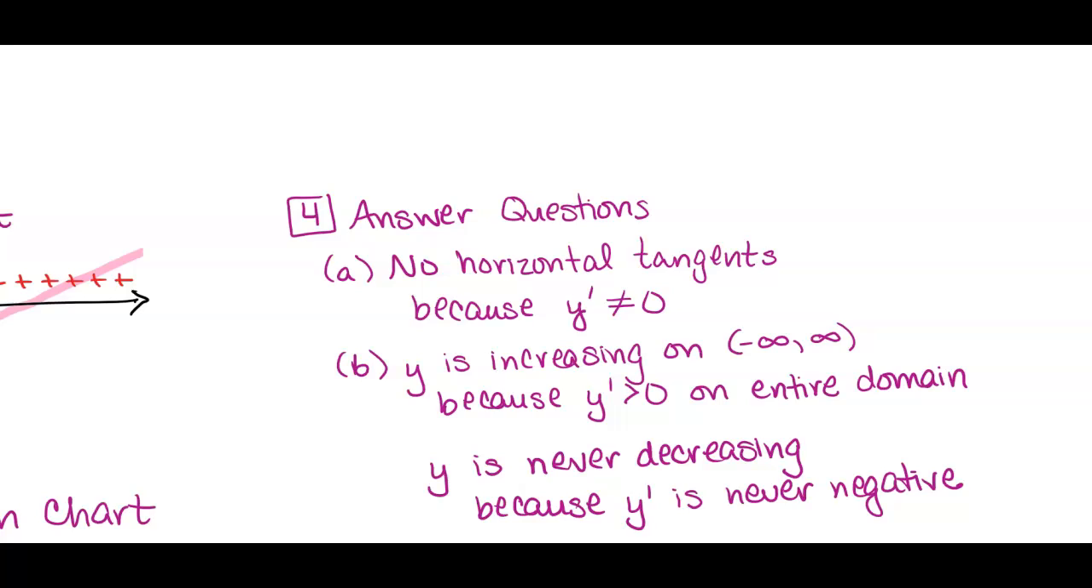So here's how I write these along with the justification. So these statements underneath that say because, that's where you justify your answer. In order to find horizontal tangents, we're looking for a place where y prime is equal to 0. That never happens, so we can say no horizontal tangents because y prime is never equal to 0. Y is increasing on the whole interval from -infinity to infinity because y prime is positive. So y is increasing whenever y prime is positive. Y is decreasing whenever y prime is negative. So we can say y is never decreasing because y prime is never negative.